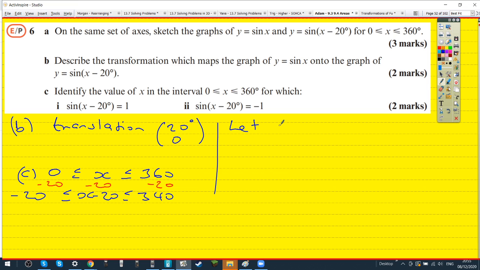Let x minus 20 be equal to a. What would you get? Would you still get minus 20 and 340? x minus 20 is a. Sine a equals 1, and a is between minus 20 and 340. So it takes two different things and turns them into just one thing. Sine a equals 1. What is a?